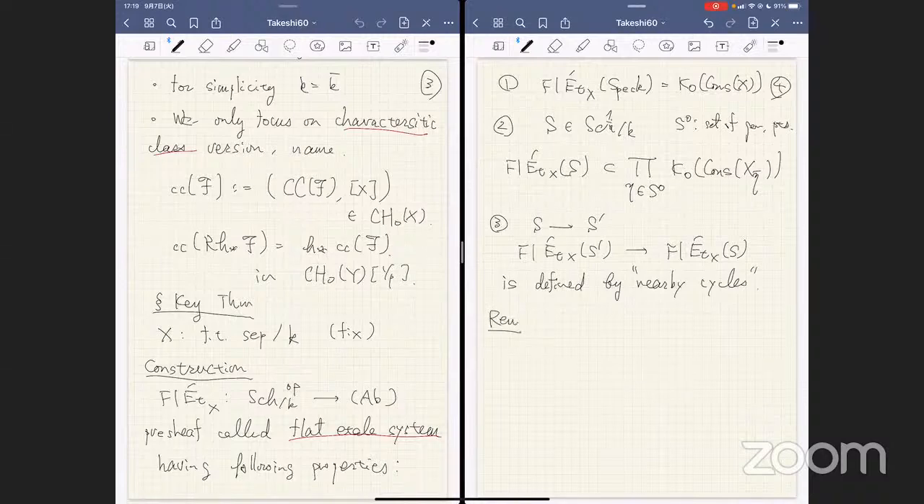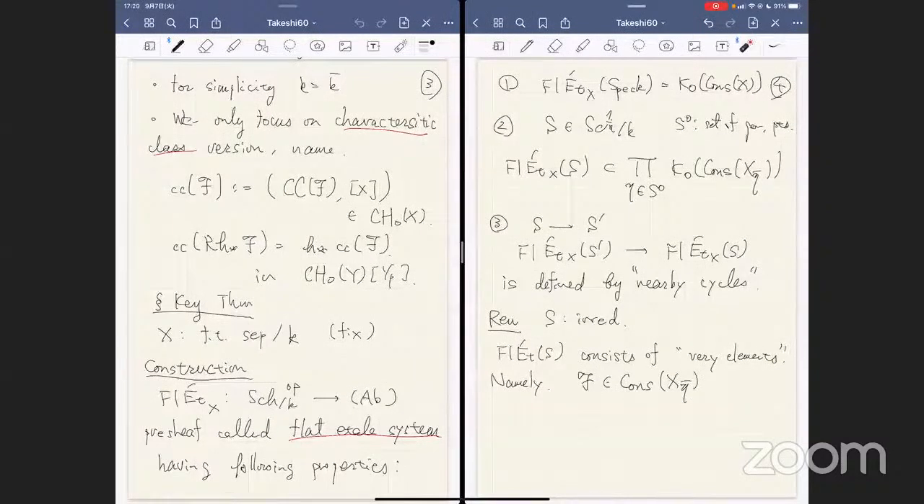For those who know about the nearby cycle over general bases, I can describe this abelian group slightly better. Let's assume that S is irreducible. Then the group consists of very good elements, namely, if I'm given some constructible sheaf, recall that eta is a generic point of S. Okay, so this is very good, and Gabber showed that this is very good.